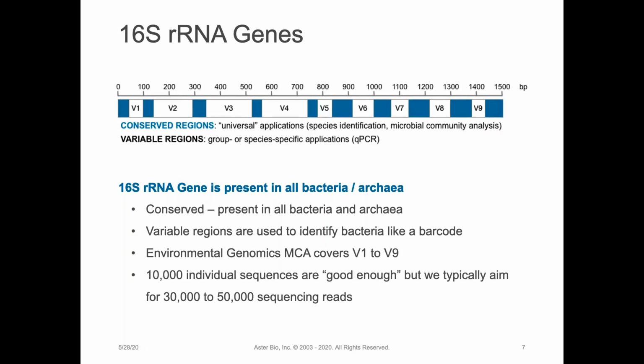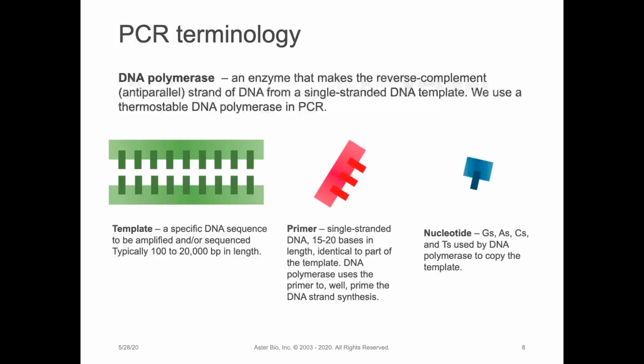So when we look at this type of a technology, we'll often sequence maybe 10,000 different genes or 16S ribosomal genes from a wastewater treatment system. That's good enough, but usually we shoot for 30 to 50,000 sequencing reads. The backbone of this technology is a platform that's called PCR, or polymerase chain reaction. It's used both in sequencing and in the quantitative PCR tests.